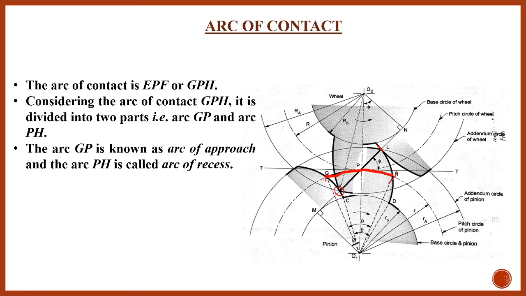How much is the distance or the arc traced by this point G? This is called the arc of contact. Again, from G to P is referred to as the arc of approach, and P to H is referred to as the arc of recess.